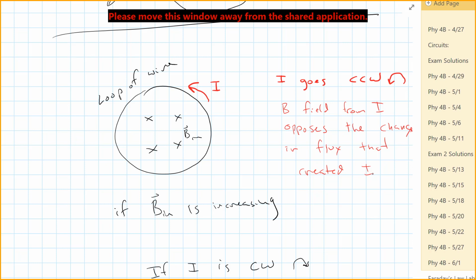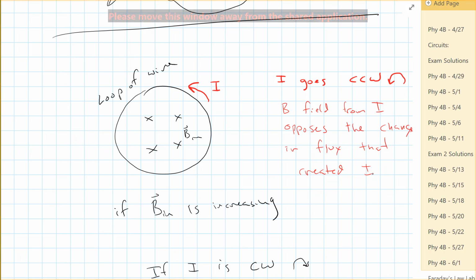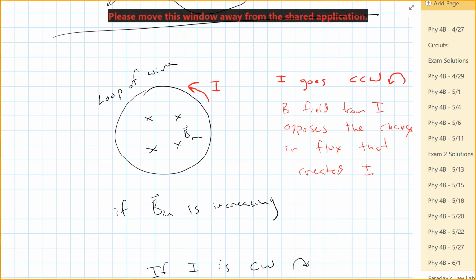But if the field was getting weaker, then the current would add to it. It opposes the change. It would try to increase the flux through the loop. Because the field through the loop was getting weaker, it would try to add to it to get back to its starting point. It opposes the change, not the field.